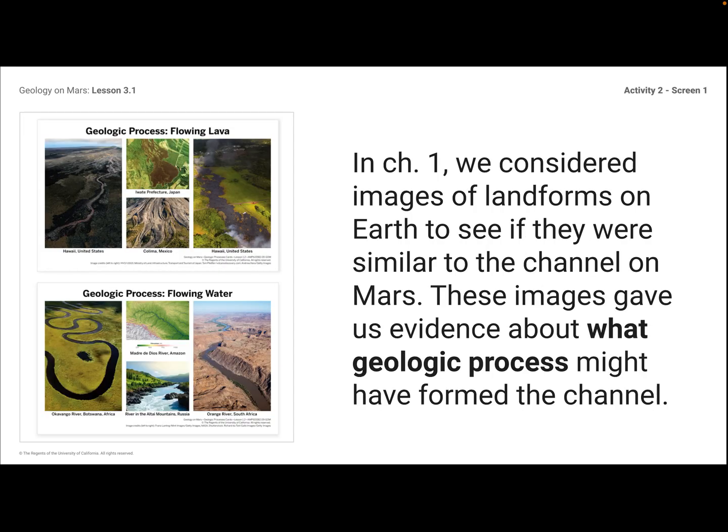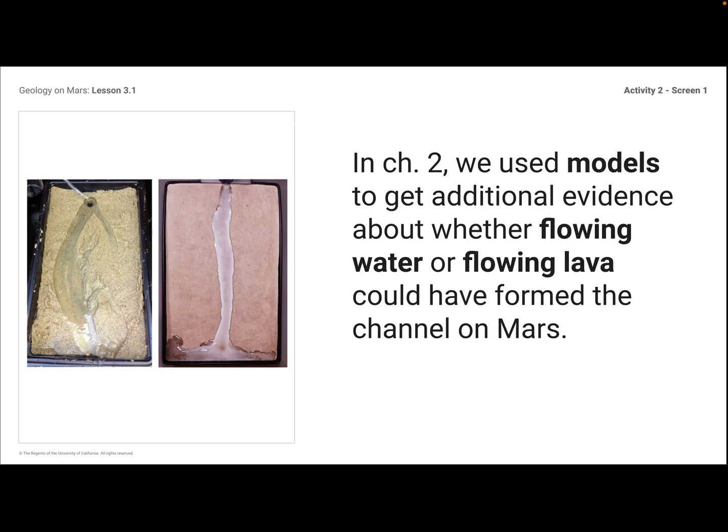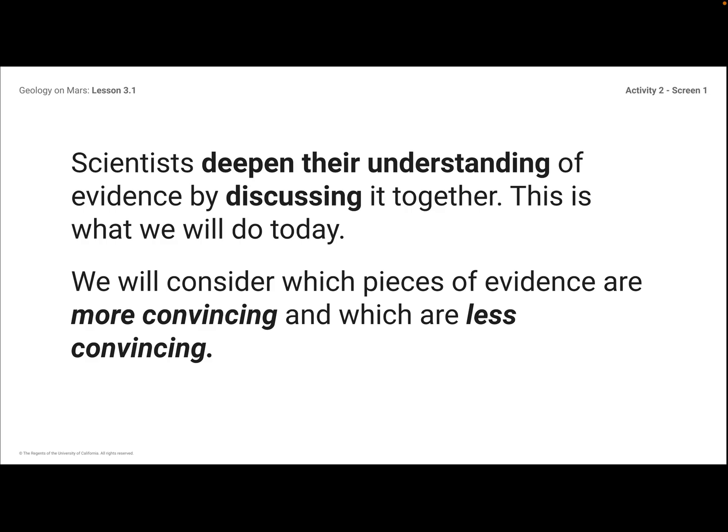And remember, in chapter 1, we considered images of landforms on Earth to see if they were similar to the channels on Mars. The images gave us really good evidence about what geologic processes might have formed the channel. We're going to see these again in something called evidence cards. And then remember, in chapter 2, we used models to get additional evidence about whether flowing water or flowing lava could have formed the channel on Mars. So we've got a lot of information, but we really need to talk about how this evidence can be used, if it's good evidence or if it's kind of weak evidence.